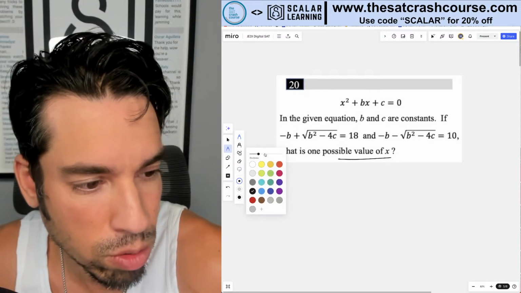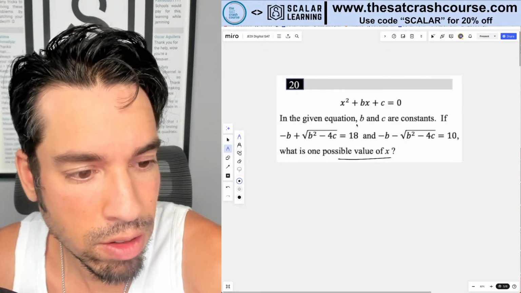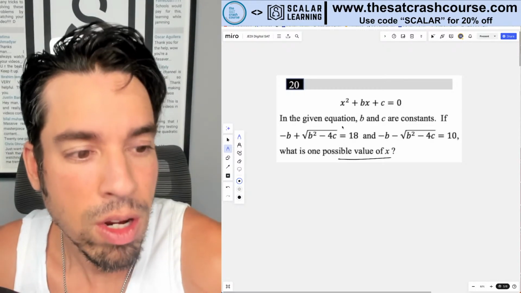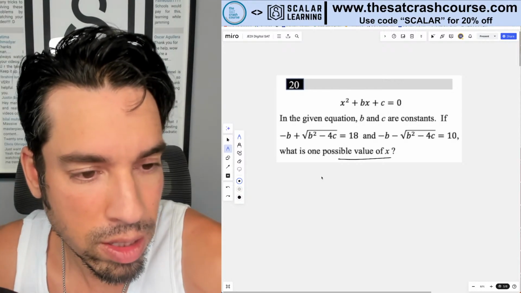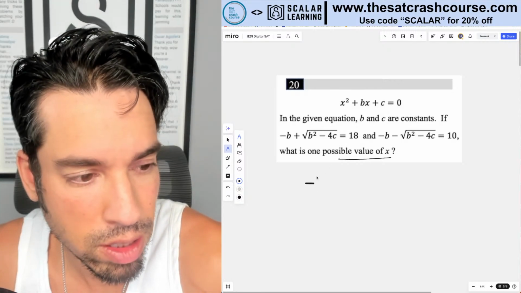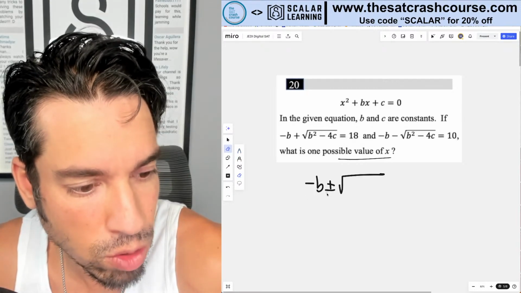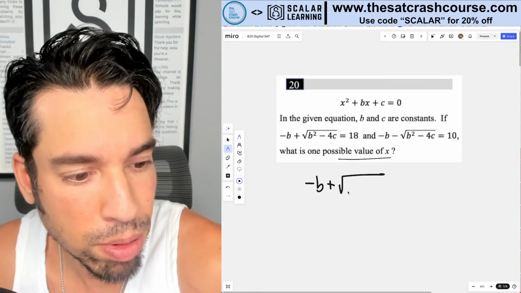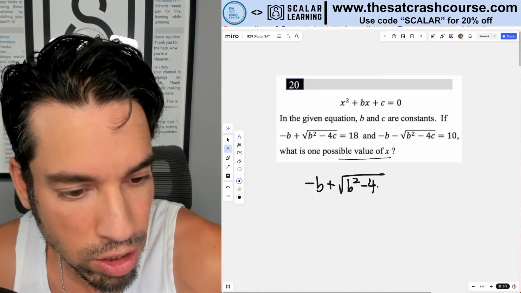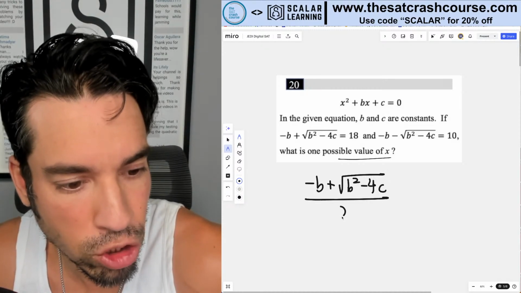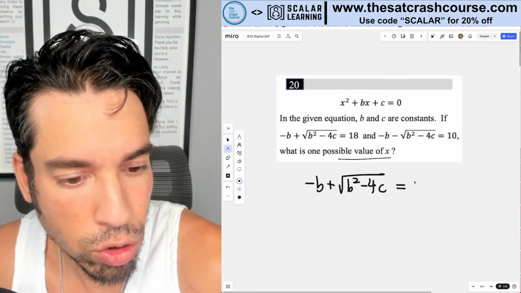Okay, that's a very interesting problem. Let's check it out. Obviously, they're using the quadratic formula. So this is the way that I'm going to approach this. The solution is negative b plus or minus the square root. And actually, let's take just the plus side, because that's what we're seeing over here, equals 18. Negative b plus the square root of b squared minus 4a, which is 1, that's why it's not here, times c, over 2a, which is 2, equals 18.